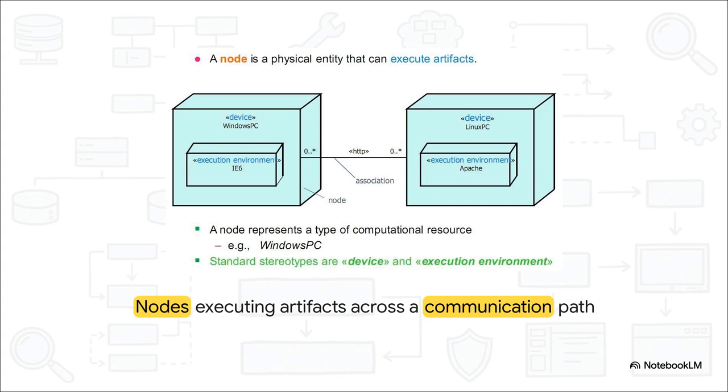So where do these physical artifacts actually live? Well, they live on nodes. A node is a physical entity that can execute artifacts. Basically, they are your actual computational resources. And nodes come in two main flavors. First, you have a device, which is a physical machine capable of calculations. Think of a Windows PC or a bare metal Linux server. Second, you have an execution environment, which is a software configuration hosting specific artifacts, kind of like an Apache web server living inside that physical Linux device.